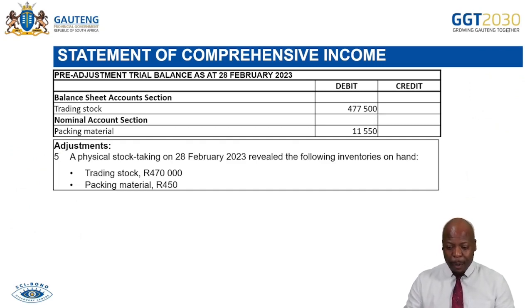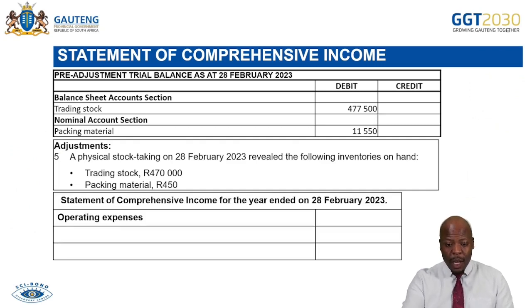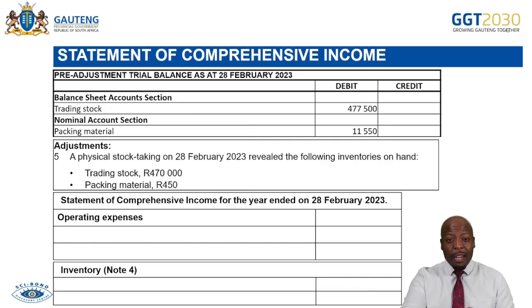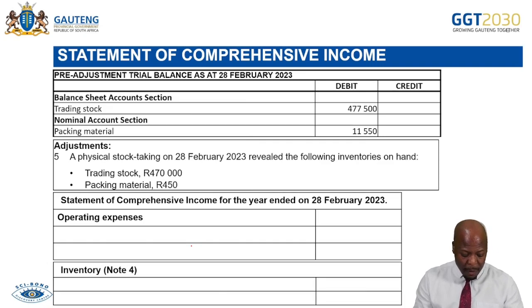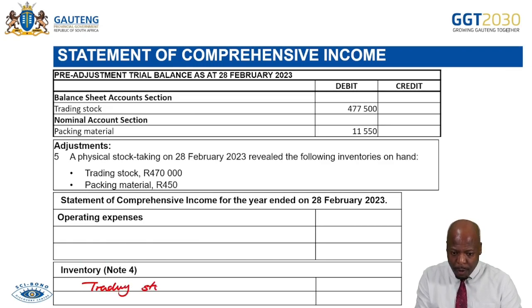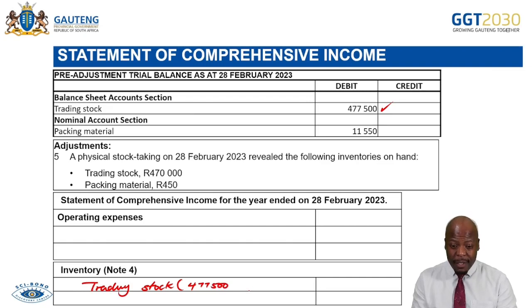In order for us to get our trading stock surplus or deficit, we know we're going to record it in our statement of comprehensive income, but our inventory note will assist us so much. So we will now say, how much is our trading stock? Our trading stock, according to the business records, is 477,500. This is the trading stock according to the business records.